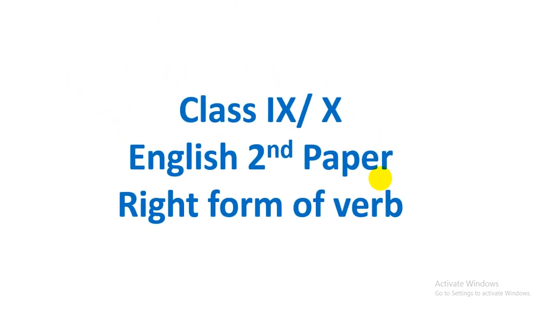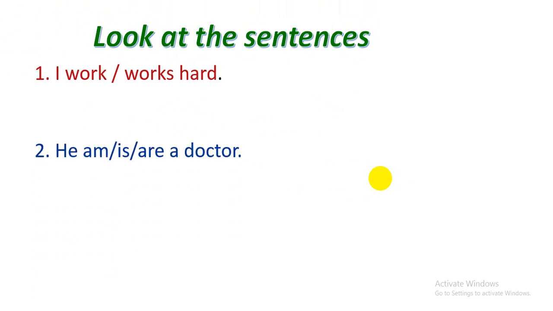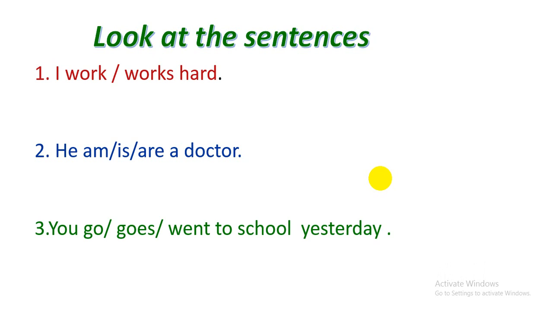This class is for class 9 and 10 English second paper, right form of verb. Dear students, look at the sentences. First one, I work/works hard. 2. He is/are a doctor. 3. You goes/went to school yesterday. What should be the answers?